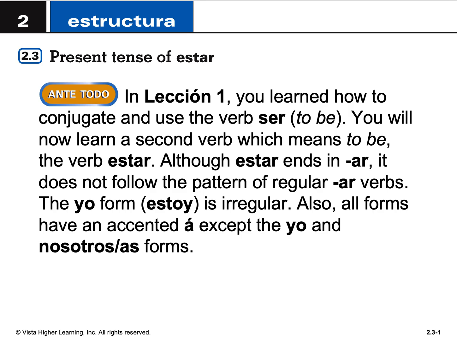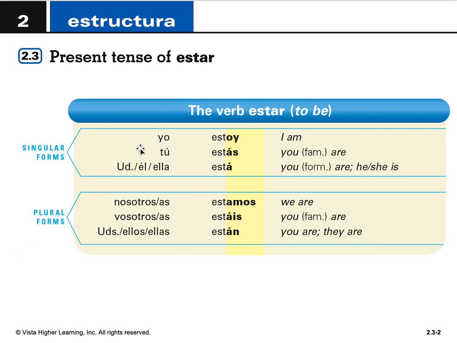Another notation for this is that estar in particular is tricky when you're looking at the yo form because it's estoy. So it's irregular because instead of having that other typical ending, we have the y, which is very atypical. In addition, accents are added to the tú, usted, él, ella, and the vosotros, vosotras, ustedes, ellos, and ellas. It is not accented in the nosotros form. So many times a mistake is made because a student will put the accent on the nosotros form, which is not accurate. So be very careful of that when you're working in Portales.